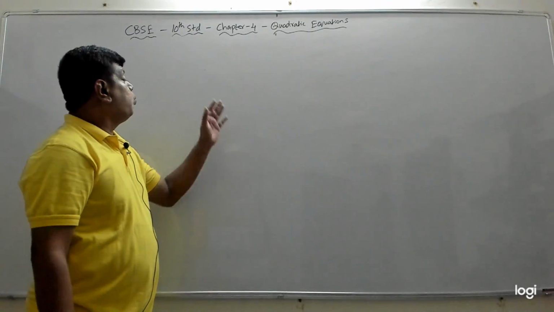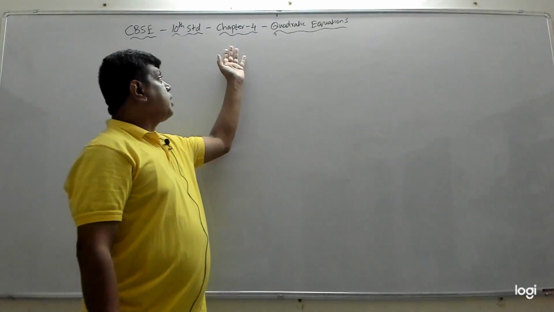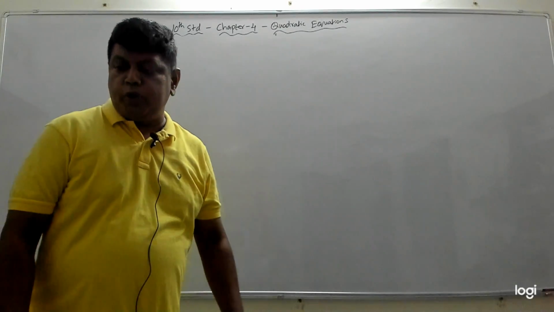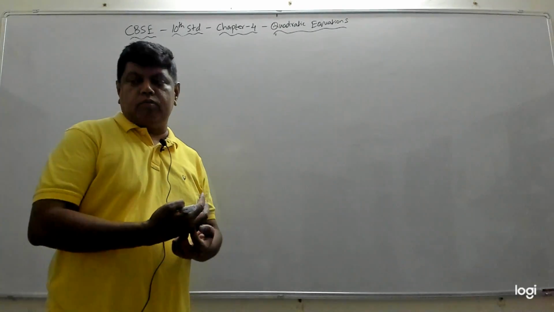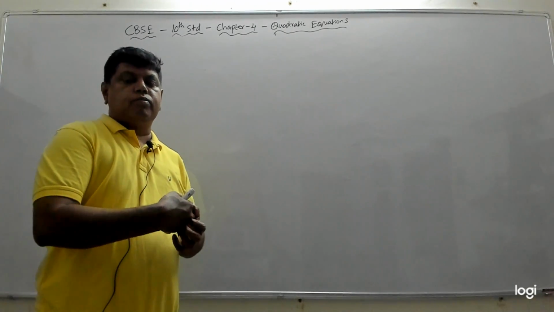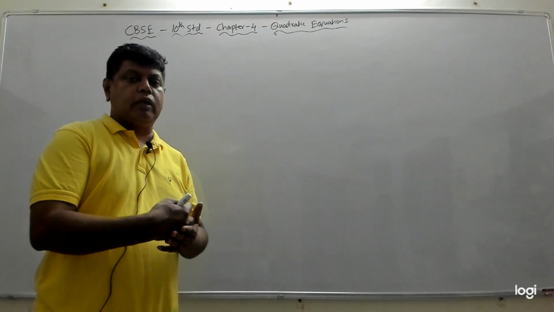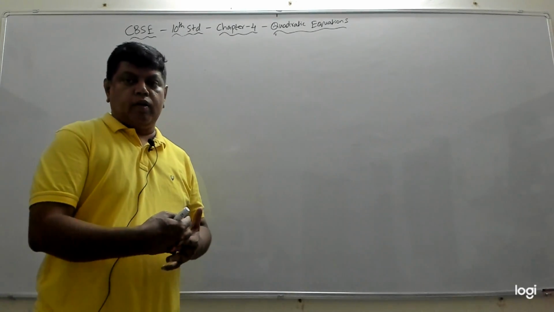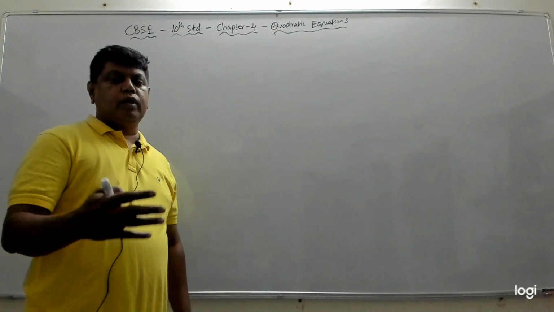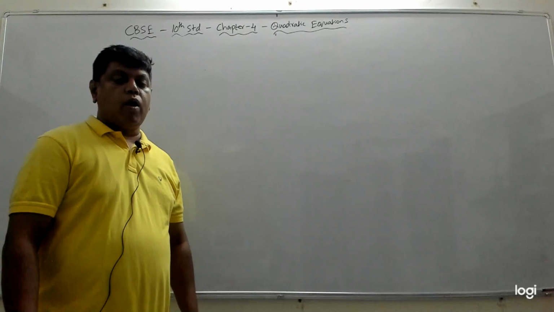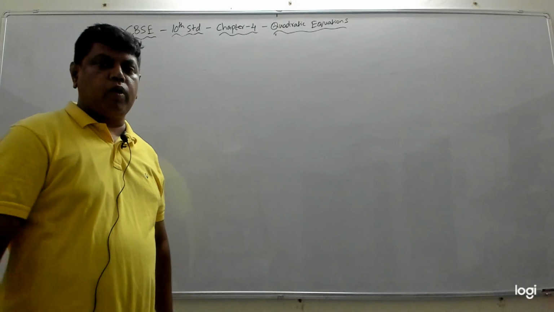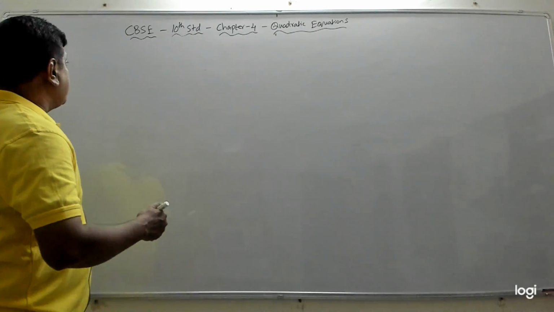In this video, we'll continue with chapter 4, quadratic equations, from 10th standard CBSE mathematics. Last video we covered till example 9, where we solved quadratic equations using the method of completing the square. Now in this section we will study solving the quadratic equation by another method, which is using the quadratic formula. This is a quadratic formula which we can use to solve a quadratic equation. I will explain what that is.